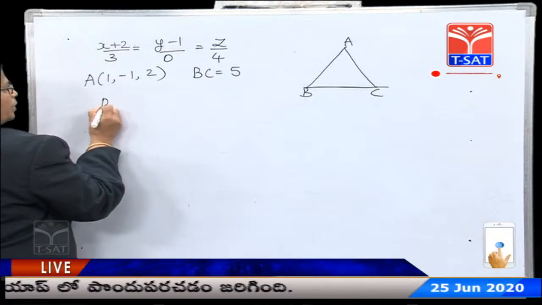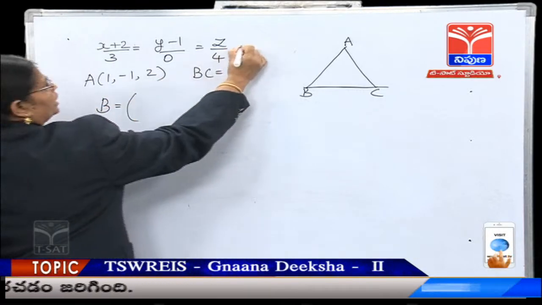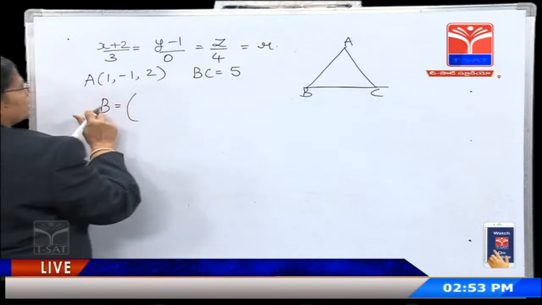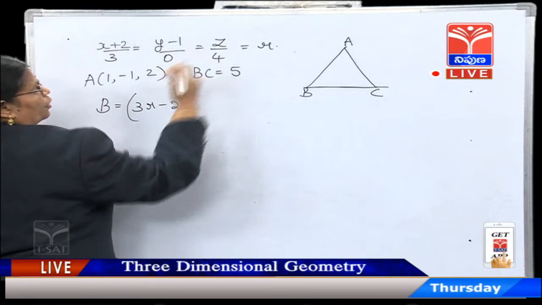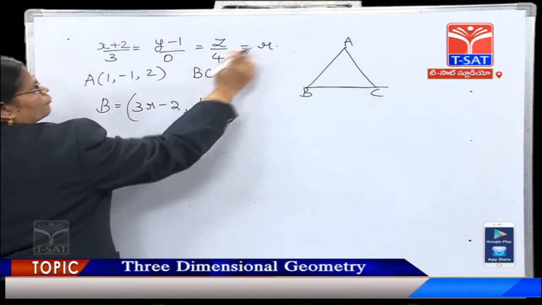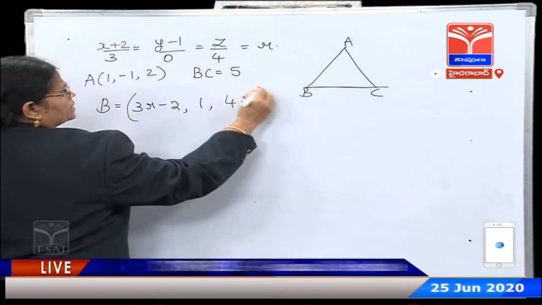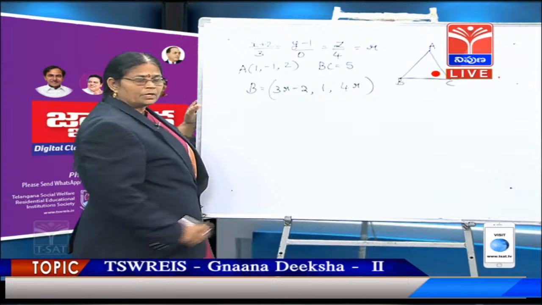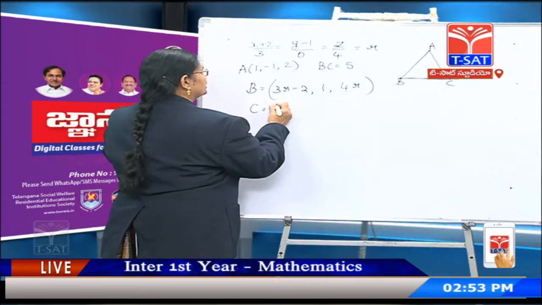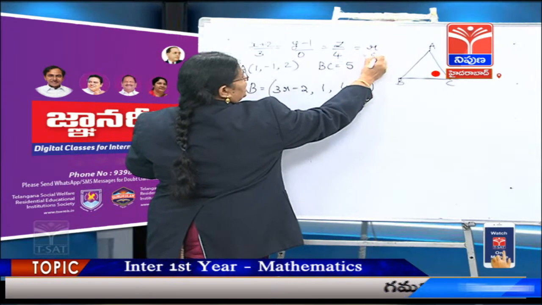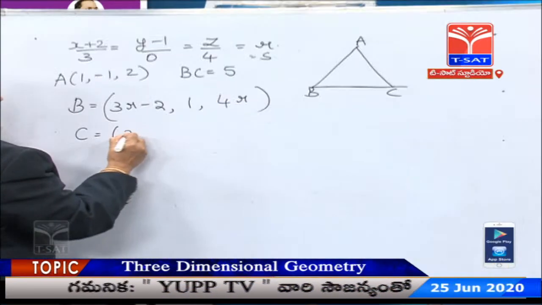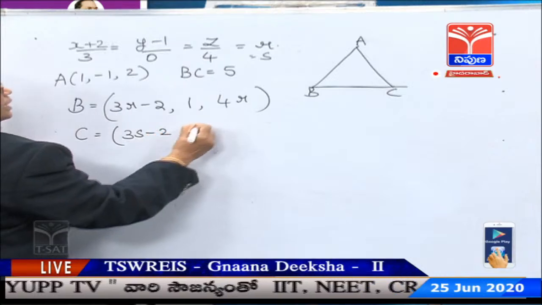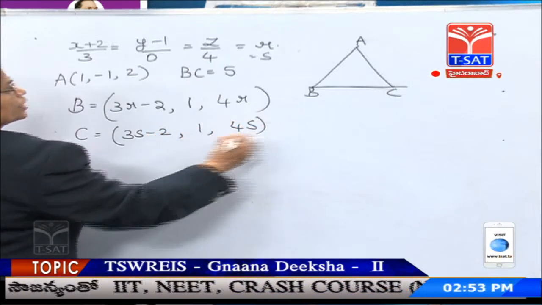Let it be B. If I equate this to r, I will get the point B as (3r minus 2, 1, 4r). Now, let us take one more point on the line, equating this to s. So, you get the same coordinates with r replaced by s: (3s minus 2, 1, 4s).